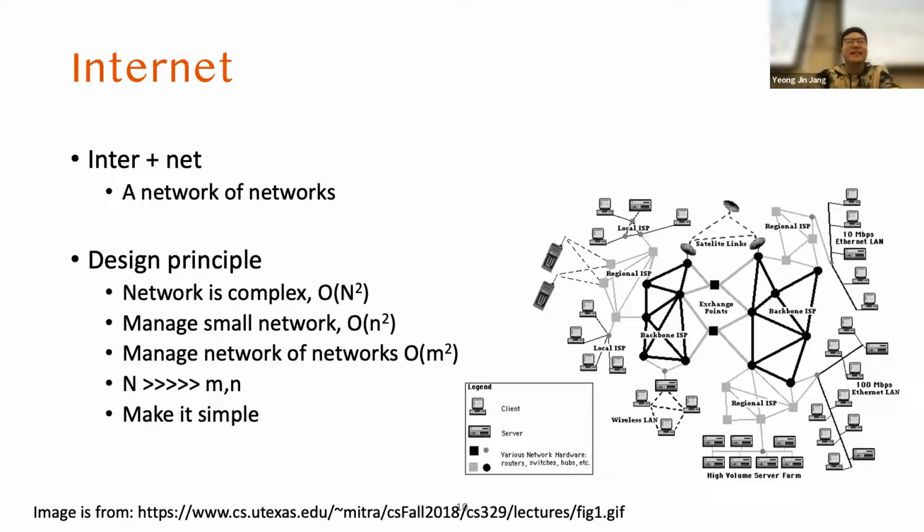So let's take a look at the internet first. The internet is basically a network of networks. There are many networks, and the internet is just connecting across multiple networks. The reason we do that is that right now on the internet, I can connect to any kind of website in the world. But let's think about how we can enable that.